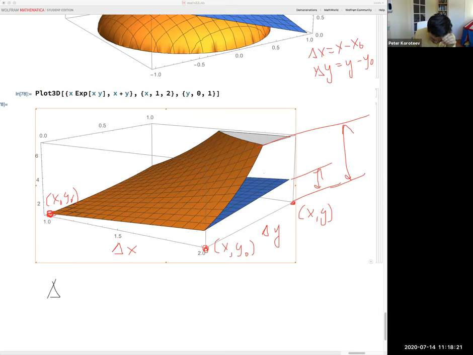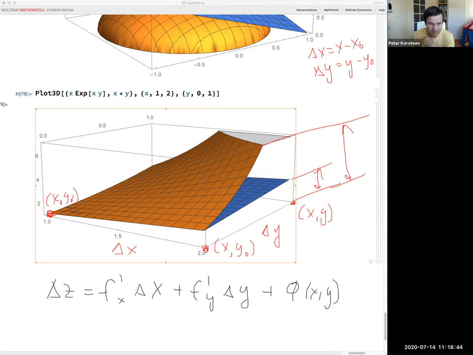So delta z is equal to f prime of x delta x plus f prime of y delta y, and then plus this correction phi of x y. Now let's take the limit as delta x and delta y go to zero simultaneously. So delta x goes to zero, delta y goes to zero.